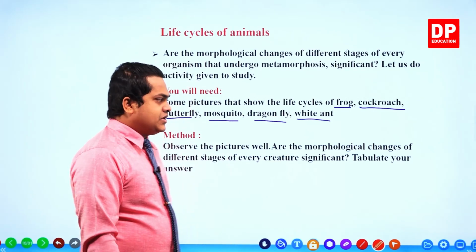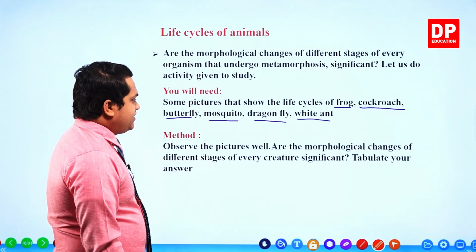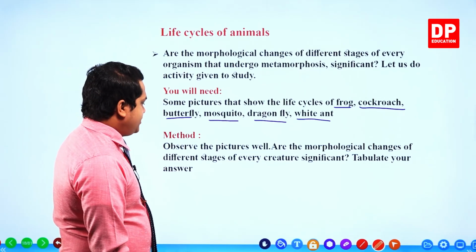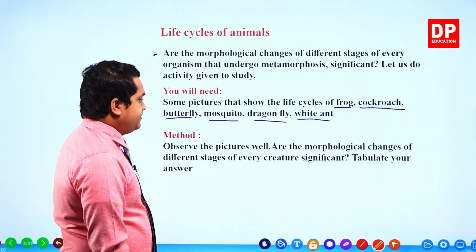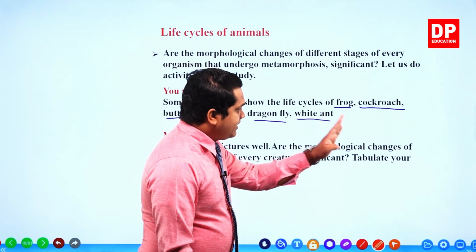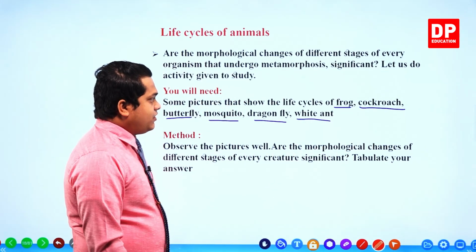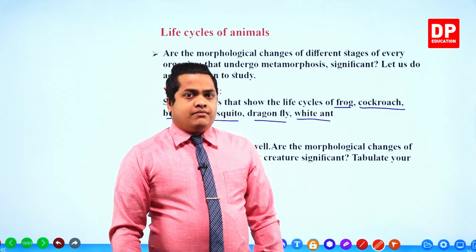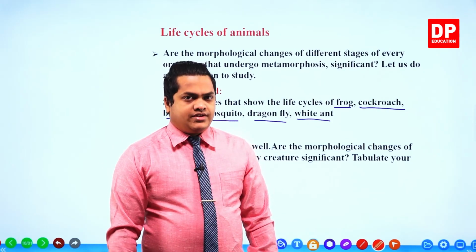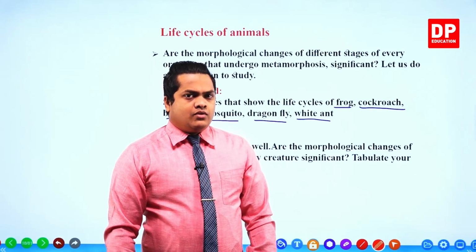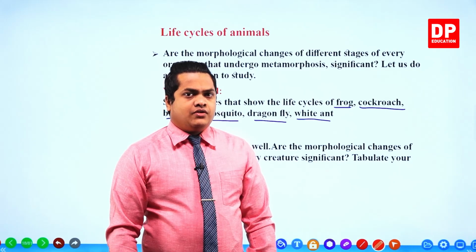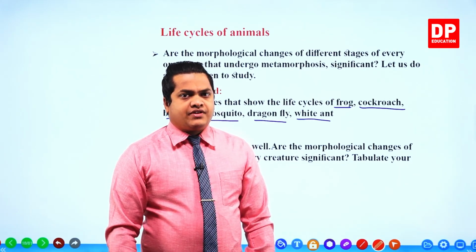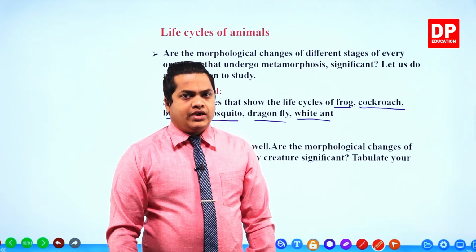Then, what you have to do is observe the pictures well. Are the morphological changes of different stages of every creature significant? Tabulate your answer. By looking at the figures of each of these organisms, we are going to find out whether these organisms have different life cycle stages.